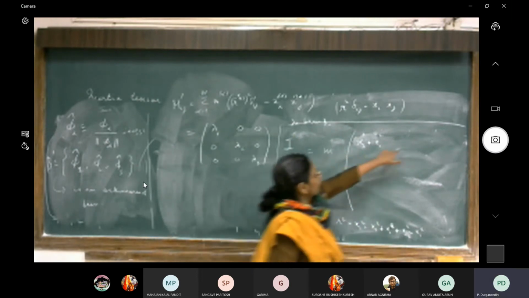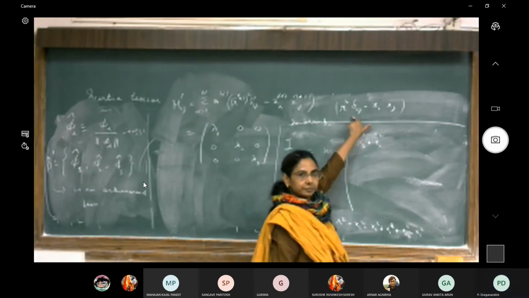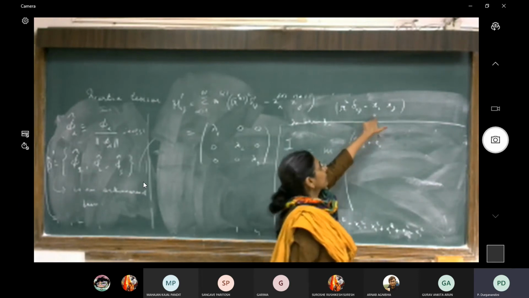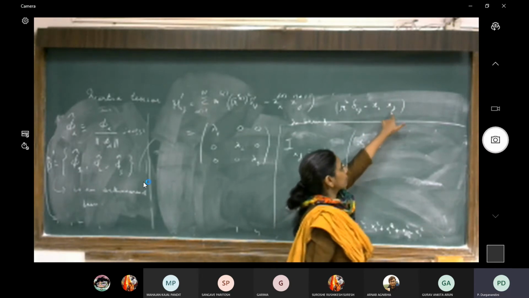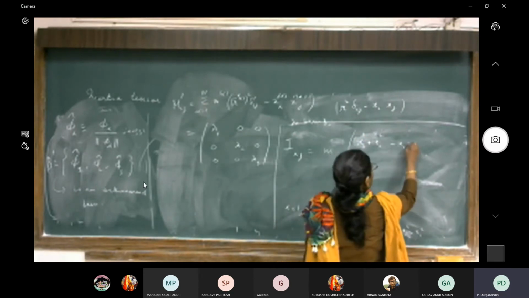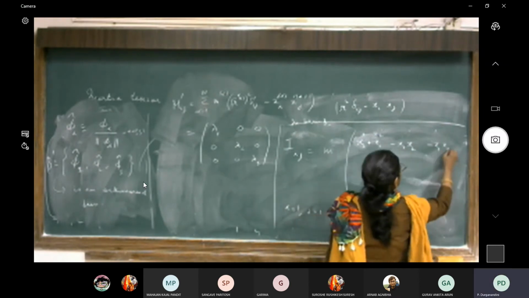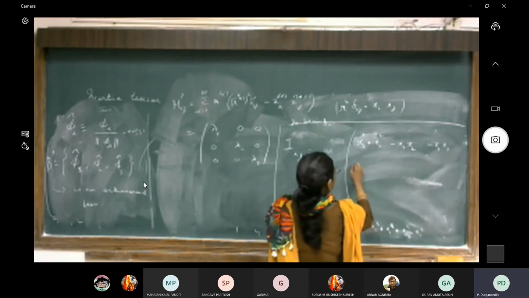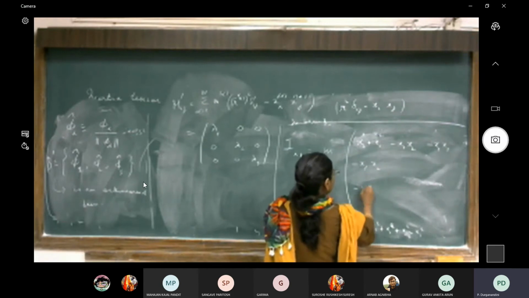Now if I take the 1, 2 element, what will happen? This part is going to give me 0 because delta ij will be 0. And from here I'm going to get xi xj with i equal to 1 and j equal to 2. So I'm going to get minus x1 x2. Similarly, this is going to give me minus x1 x2. And from the symmetric matrix, I can simply write this as x1 x2 minus x1 x3.